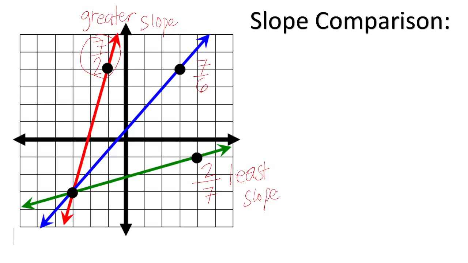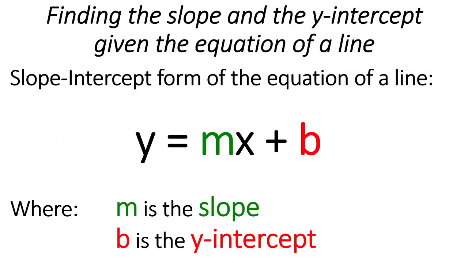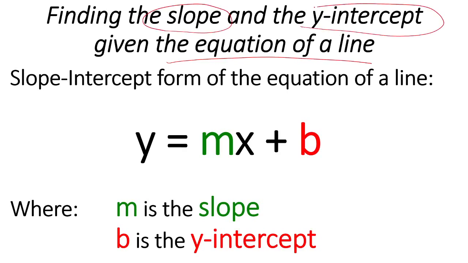So take note, as it approaches the vertical line, the slope increases. As it approaches the horizontal line, the slope decreases. That's one way of comparing slopes. Okay? Now, let's continue. This time, what if you are given an equation? You are given an equation and you are going to look for the slope and the y-intercept.